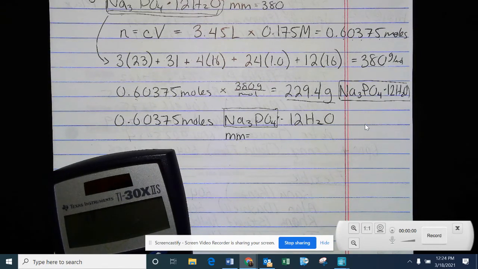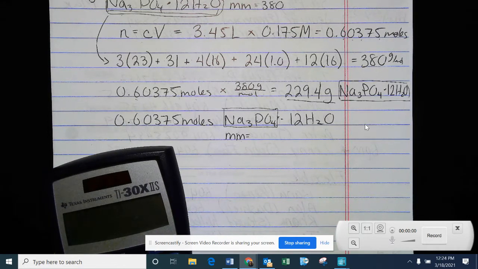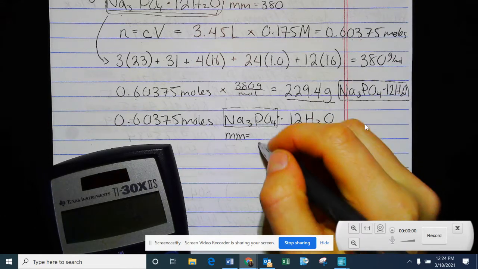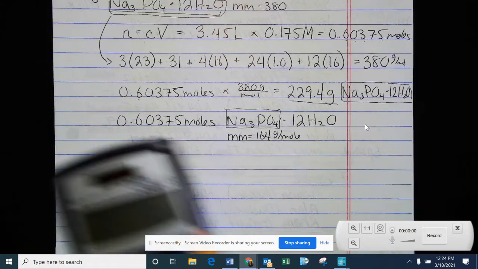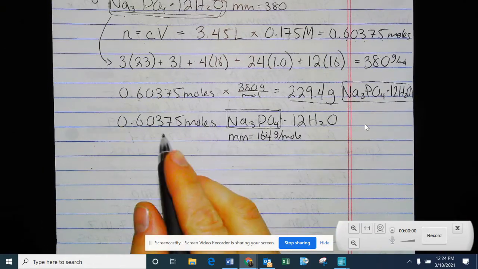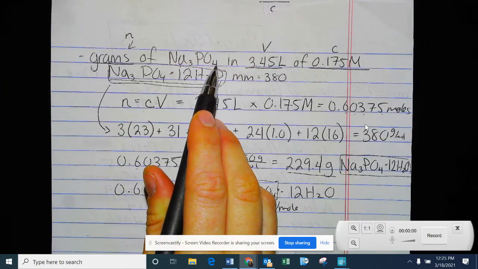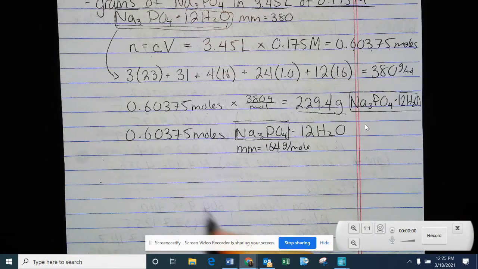So 3 times sodium is 23, plus phosphorus, which is 31. I don't know why I always want to call it phosphate. Plus 4 oxygens. So the molar mass of this is 164 grams per mole, right? So if we're just looking for the mass of the sodium phosphate, not the whole molecule with a hydrate, we're only using that molar mass.